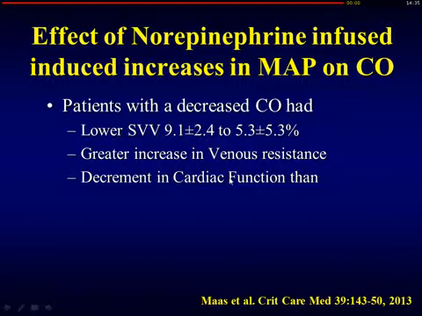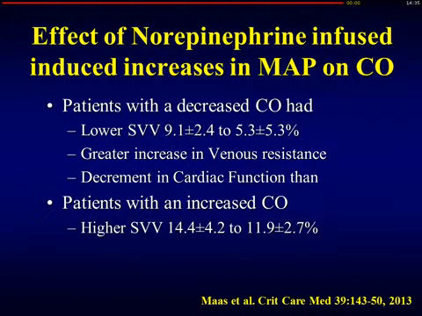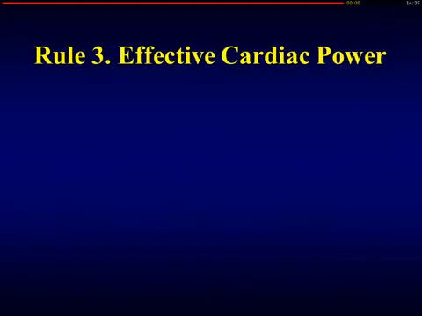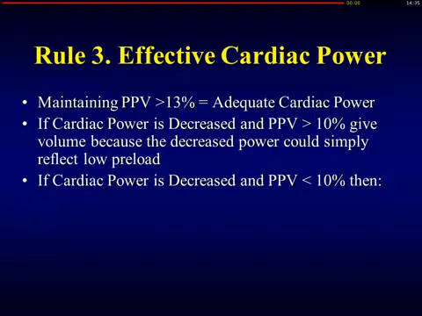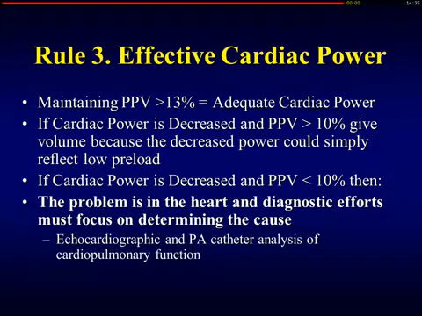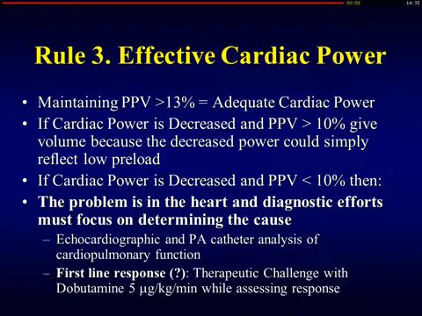What we found is the patients who had a decrease in cardiac output started off with a stroke volume variation that was already less than 10, so they were below their cardiac function curve. And those who had an increase in cardiac output, it was all above 10. So you can use stroke volume variation as a measure of cardiovascular reserve and predict who will respond to norepinephrine with a fall or a rise in cardiac output. So I can use stroke volume variation as a measure of cardiac performance in my patients. And if I have decreased cardiac power and no stroke volume variation, the problem is the heart. And then I might want to do an echo or a PA catheter before giving them dobutamine.